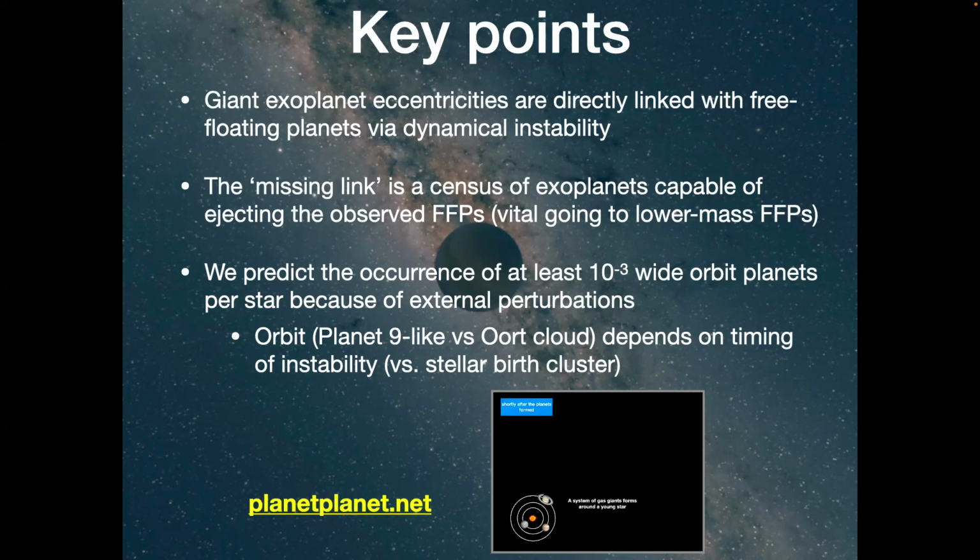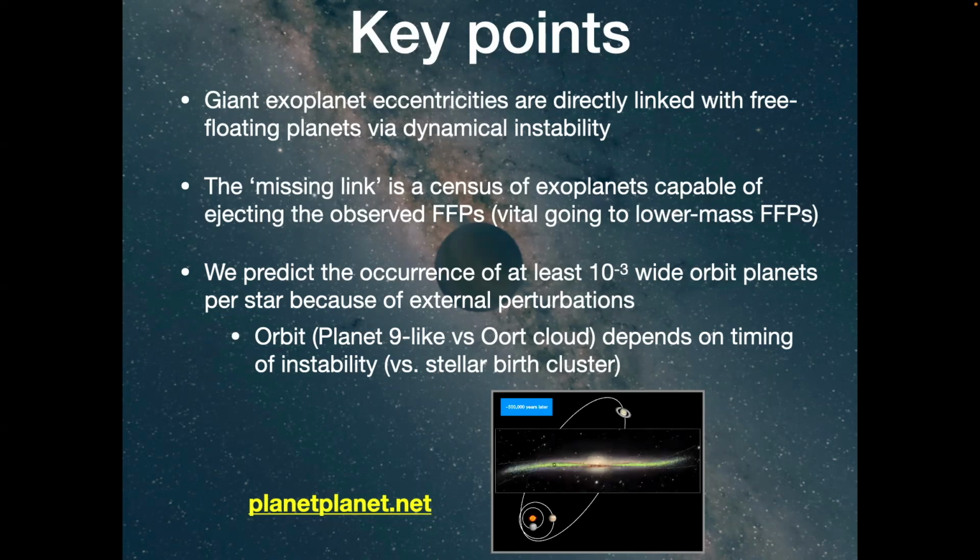So you say 10 to the minus 3 wide orbit planets because of the perturbation. And what about the case for the dynamical instability? How much fraction of them are in the wide orbit? Oh, okay. So I would have to look at the paper to get all the numbers exactly.